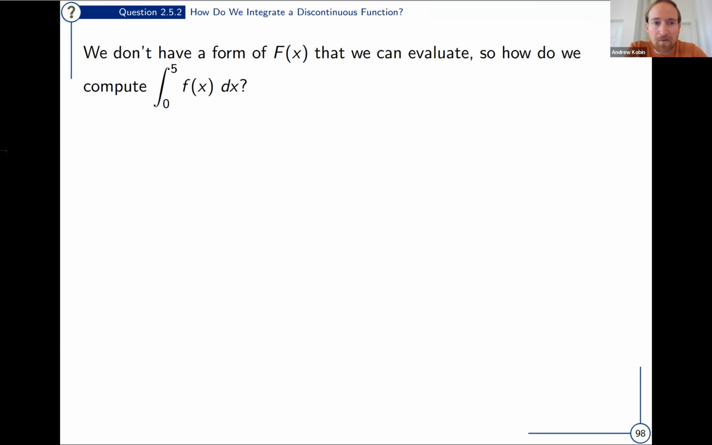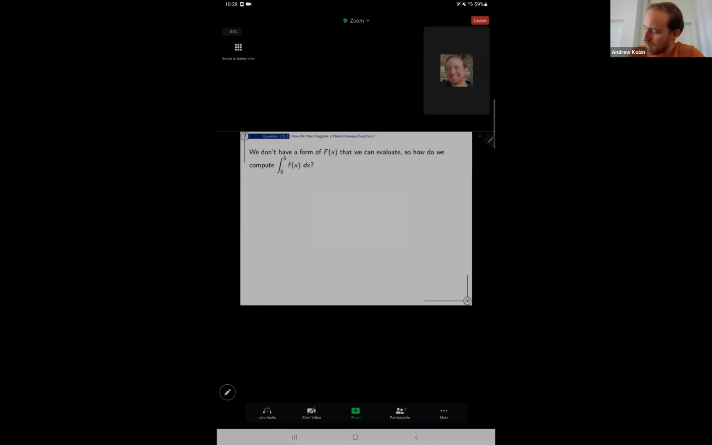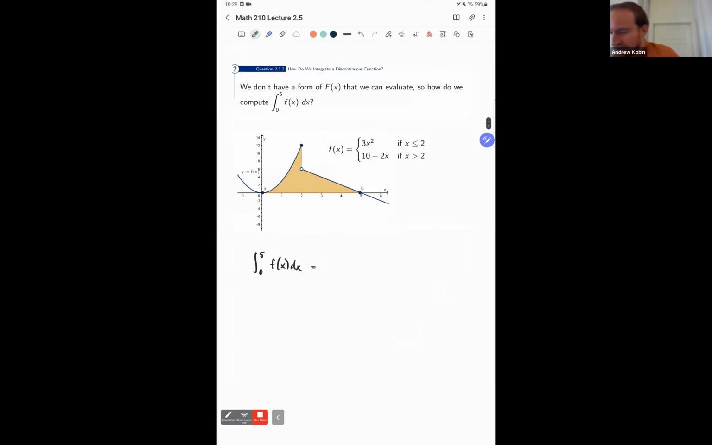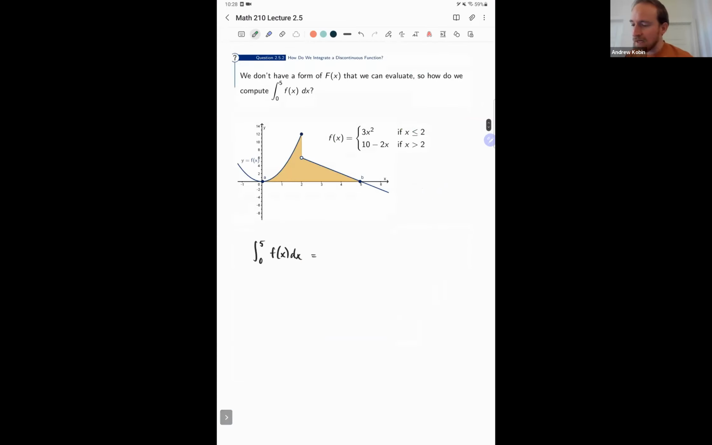But we want to come up with a way to evaluate this definite integral, making sense of taking limits as the base width of rectangles go to infinity, or making sense of this region in another way. So let me show you this whole function again. So this is the question we want to answer. How can we make sense of this integral from 0 to 5 of the function? Here's the graph of the function and the algebraic definition of the function again.